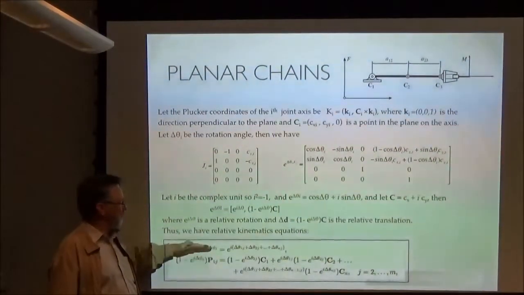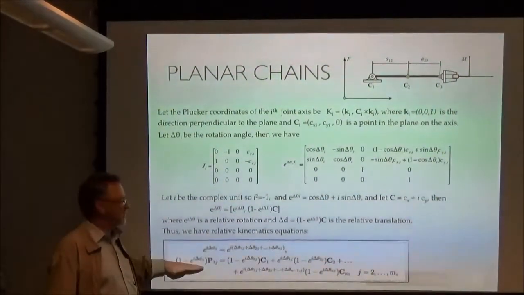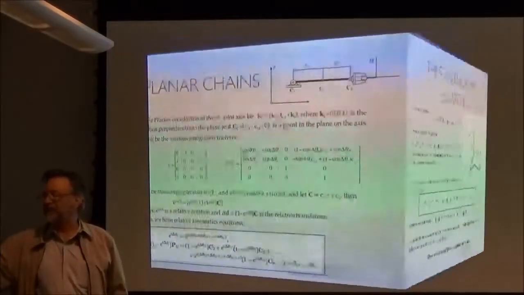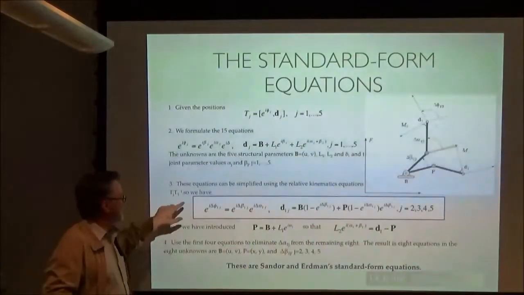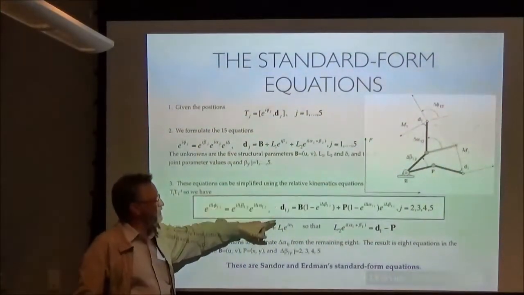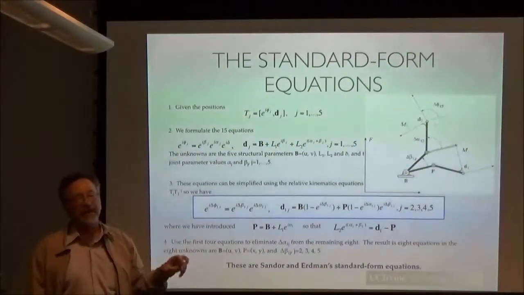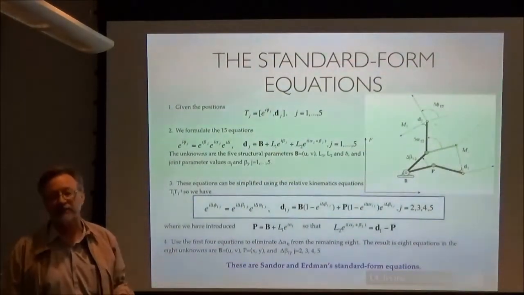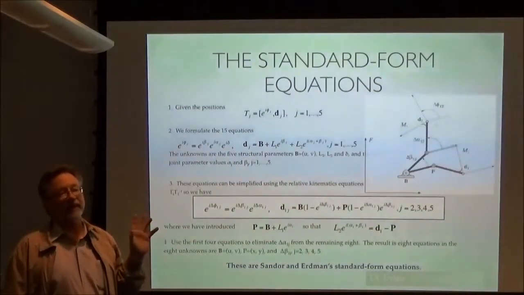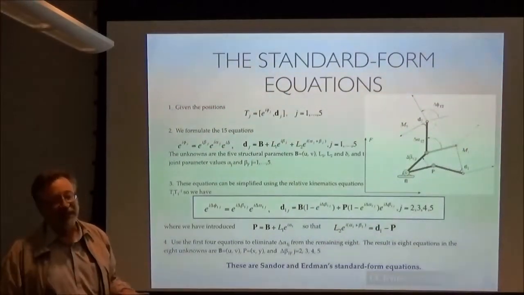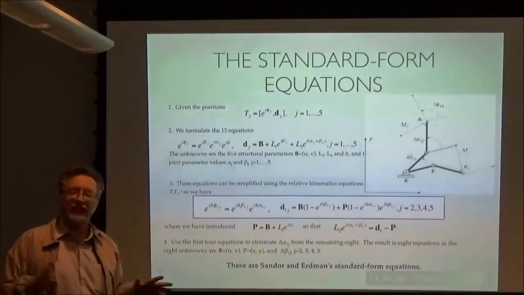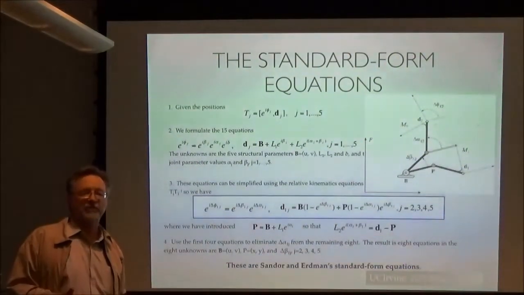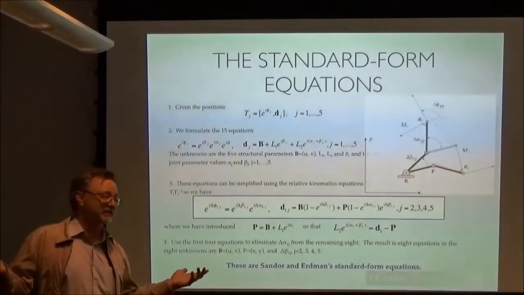And they separate into two forms. You get the rotation part, you get the translation part. You can find exactly these equations as Sandor and Erdman's standard form equations for the synthesis of mechanisms. Okay. So it may be a little bit of a stretch, but what I'm trying to tell you is that we've been using, in essence, the Clifford algebra formalism as a large part of our synthesis theory for our mechanisms for a long time.